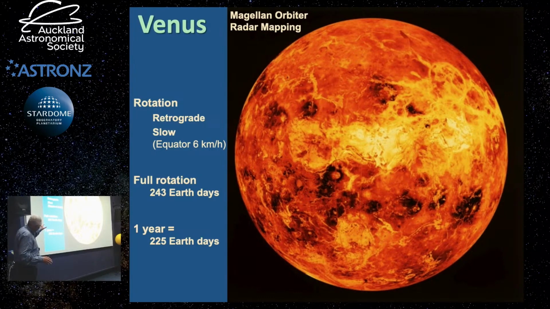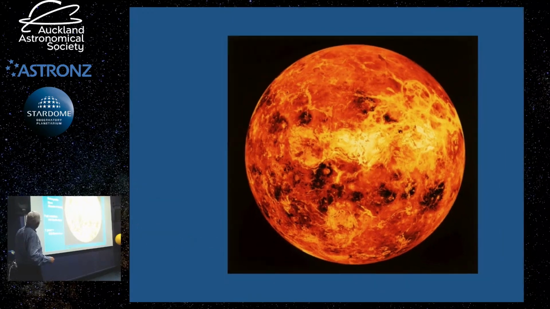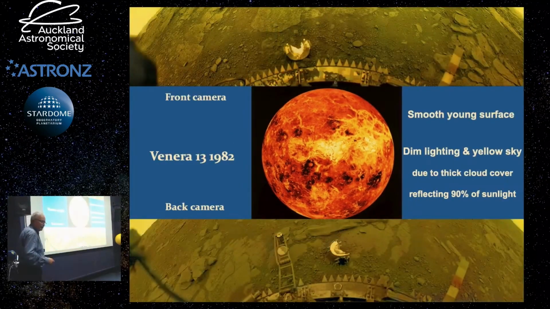Its rotation, to do a full rotation, in other words 1 day, is 243 Earth days. It's rotating that slowly. To go round the sun, in other words 1 year, it's 225 Earth days. So a day on Venus is longer than a year. Yeah, you wait a long time for your birthday. So that's just a quirky little thing of Venus.